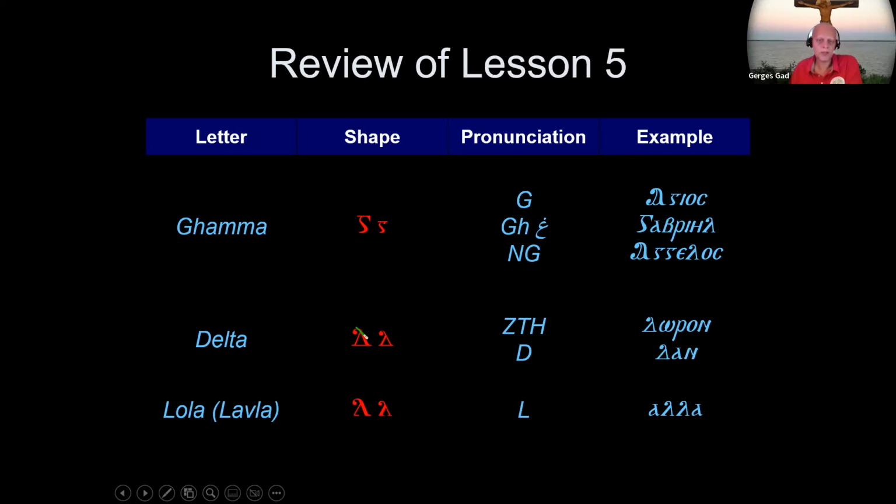Delta, which looks like a triangle with a hat on top of it. This is the soft TH, like Zorum, or it could be a D, like Dan. And then Loula, sometimes they call it Lovla, same letter but different name. This looks like the delta, but without the bar underneath. So this is the L sound like Allah. Okay.